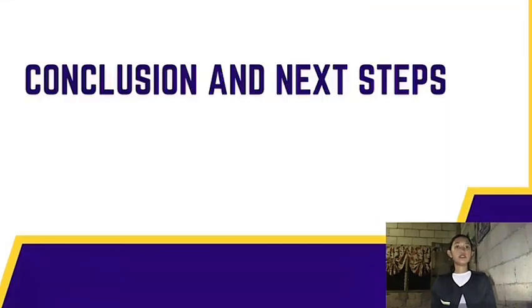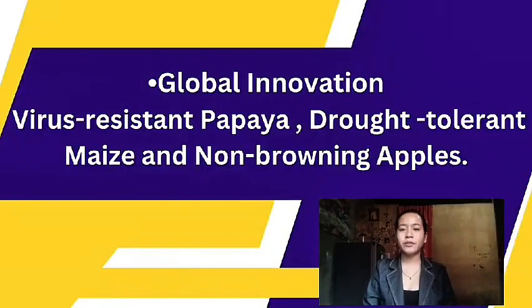Concluding, biotechnology projects like BT eggplant, golden rice, and biotech corn prove how scientific research can help tackle practical issues in Philippine agriculture and food security. Thanks to the help of organizations like PhilRice, DA, and IRRI, biotechnology research keeps on bringing promising developments. Global innovation: virus-resistant papaya, drought-tolerant maize, and non-browning apple.